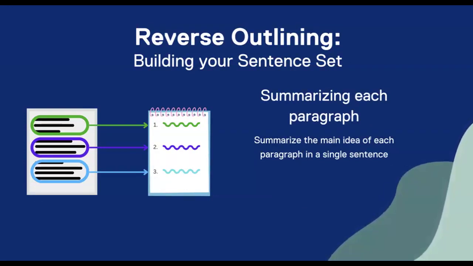Each paragraph should revolve around one main thing. So if you find that you're jumping between multiple ideas that don't tie back to the same thing, you probably need to rework or split up that paragraph.